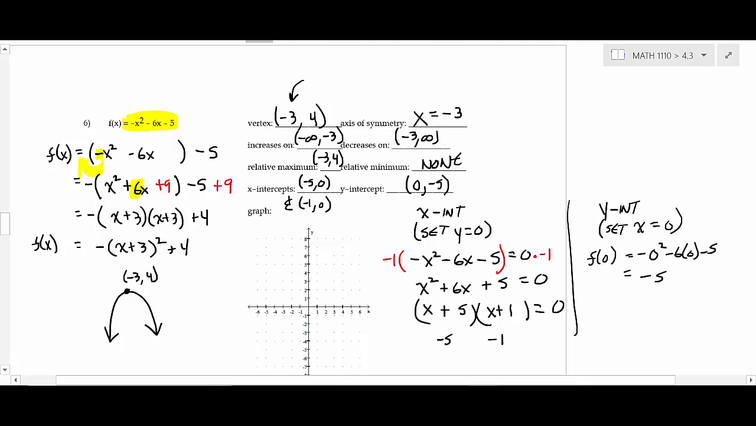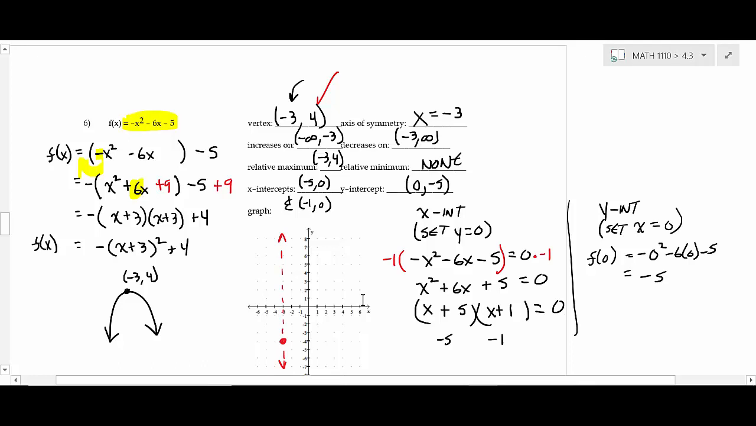Okay, I said we want to do the graphing at the end because we have more information now. So when we do our graph, this is what I want you to do. Let's just plot the vertex. Let's go left 3, down 4. Okay, let's go ahead and do the axis of symmetry. We know it's opening down on this.